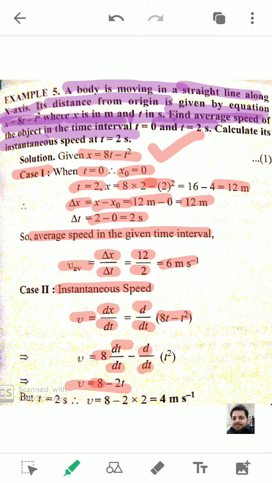According to the question, the instantaneous speed at time equal to 2 seconds: substitute the value of 2, and that solution will be equal to 4 meter per second. Okay student, so this is your first question.